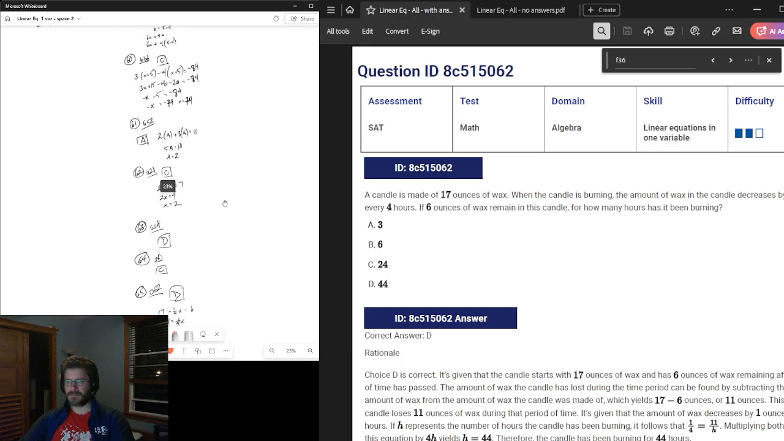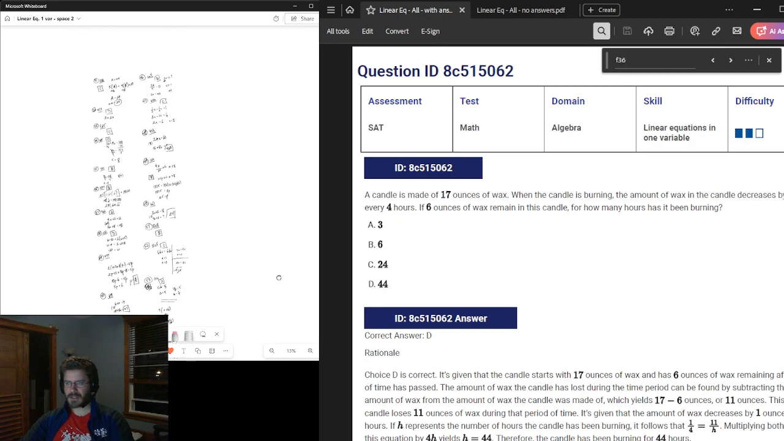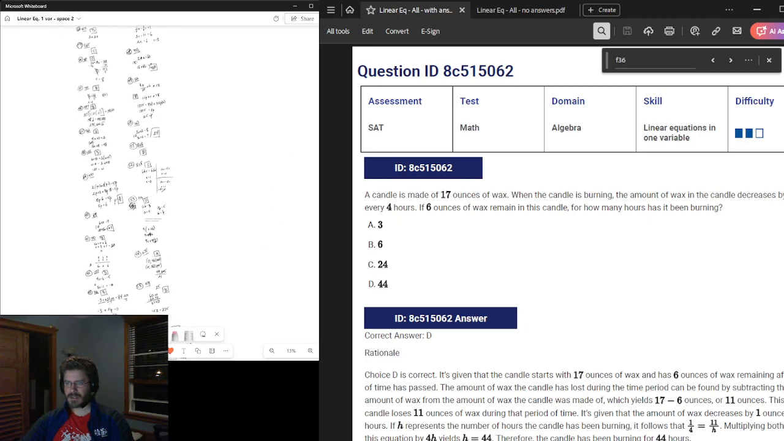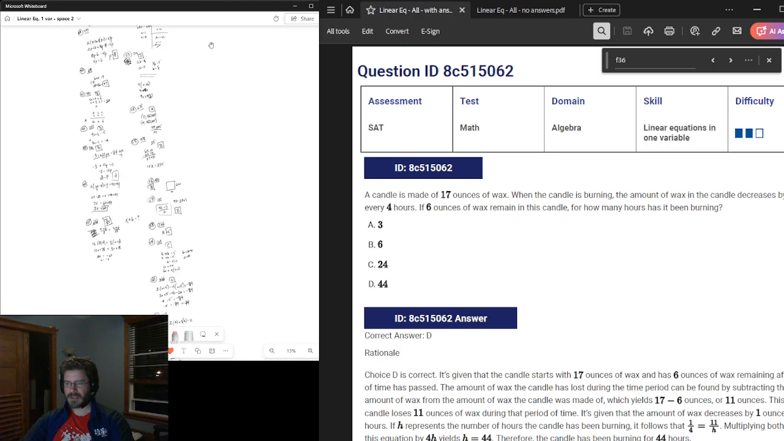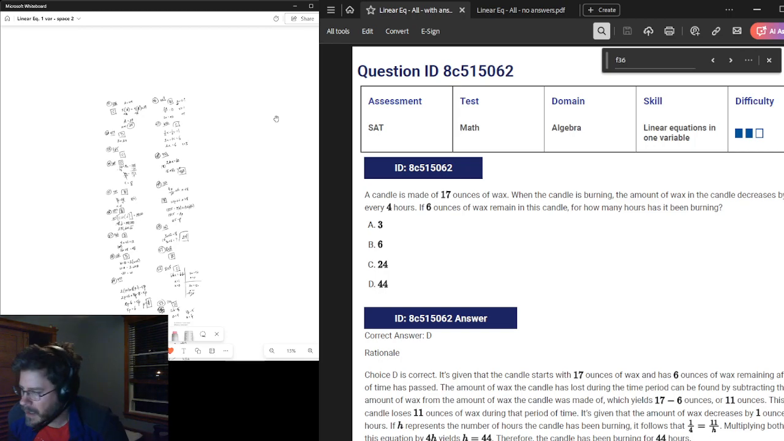Great. And that does it. That's all of our work for, well, that's half the work anyway. There's a workspace too. It's linear expressions in one variable in the bag from the College Board Question Bank as of April 2024.